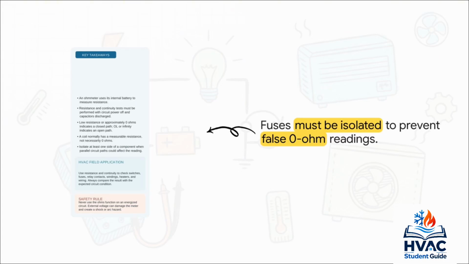But we've got to remember those isolation rules. When you're testing a fuse for continuity, it must be completely removed from the block, or at the very least, heavily isolated. If you just leave it wired in, parallel paths in the circuit can feed back right through your meter and give you a false 0 ohm reading. That'll completely trick you into thinking a blown fuse is perfectly fine.